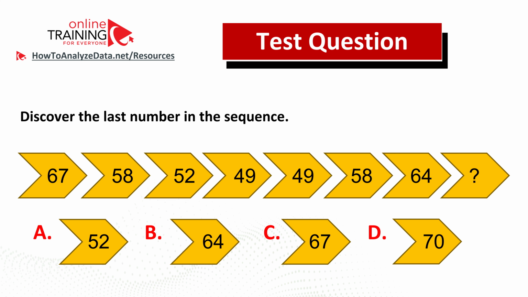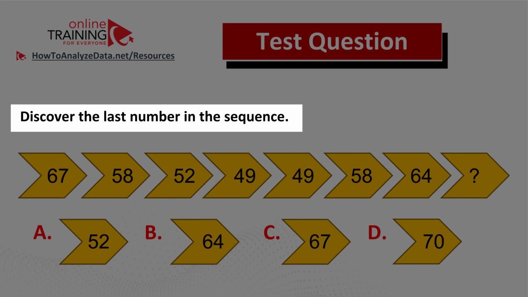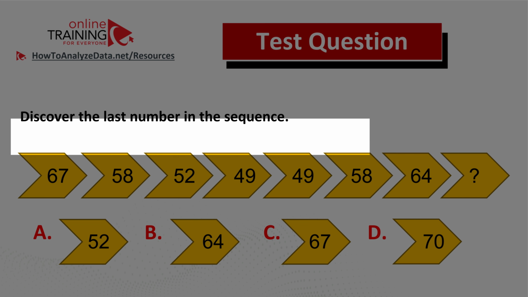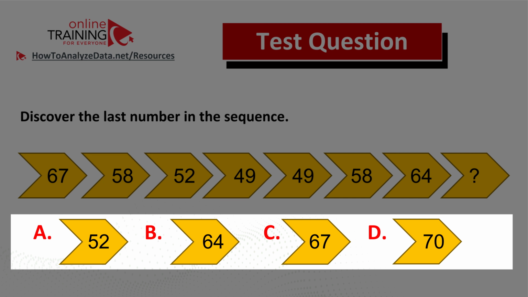Let's look at the tricky question you might frequently see on the test. This is the pattern question, and you need to discover the last number in the sequence. Let's look at the sequence of numbers: 67, 58, 52, 49, 49 again, 58, 64, and then the missing number. And you have 4 different choices.